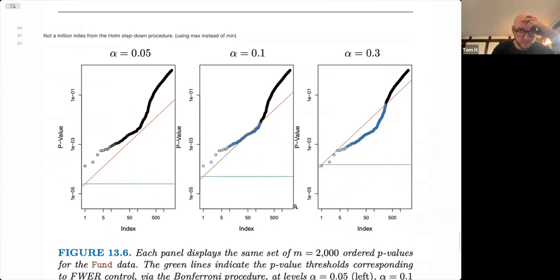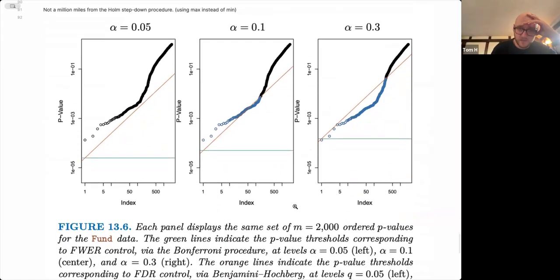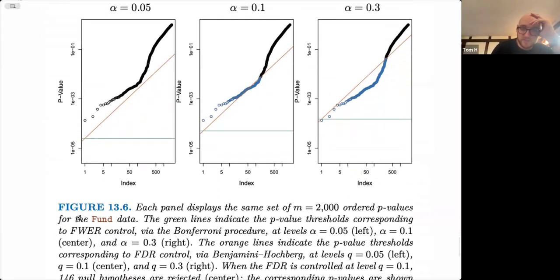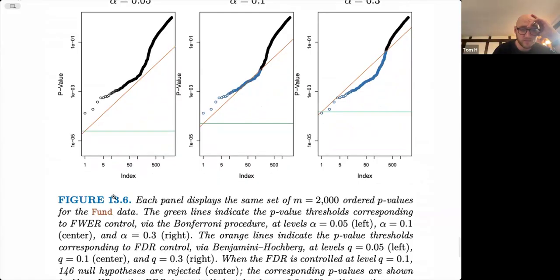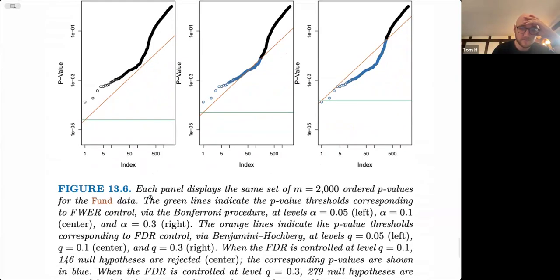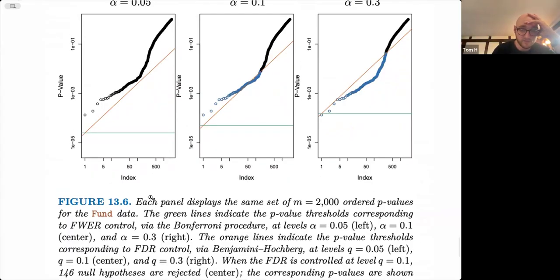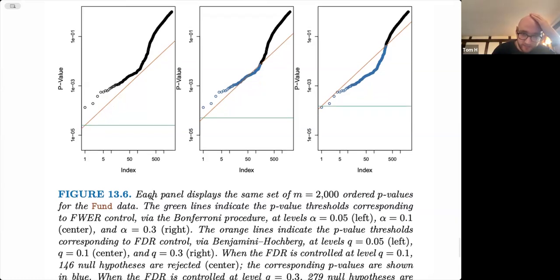So we get a very base R-looking plot in which we display a set of 2000 p-values for this fund data, which was the one about the fund managers earlier on. Green lines indicate the p-value thresholds corresponding to family-wise error rate control from earlier on using the Bonferroni procedure at different significance levels. The orange lines indicate the p-value thresholds corresponding to the FDR control, so the false discovery rate control via Benjamini-Hochberg at the different levels.